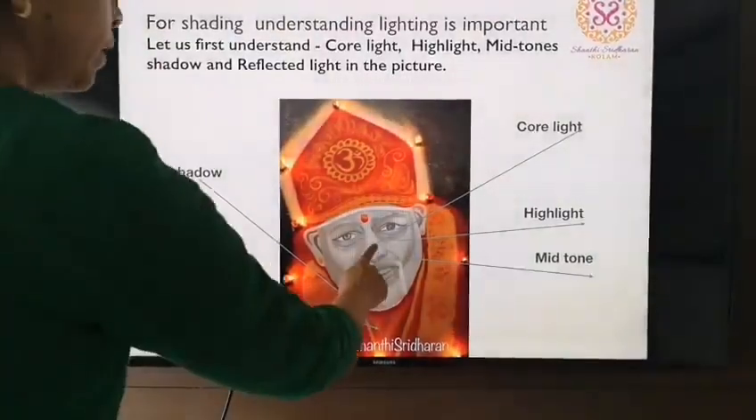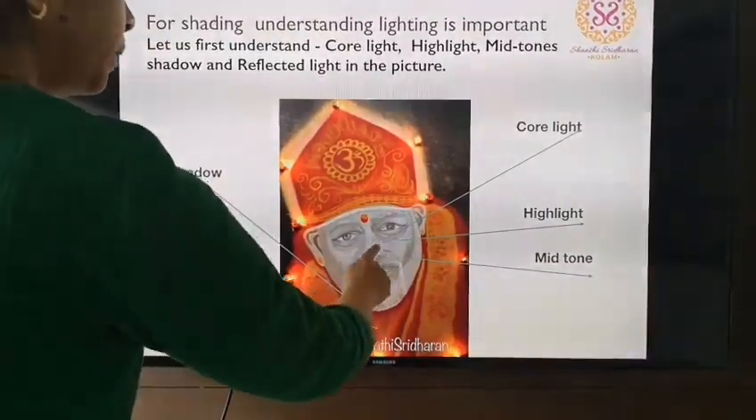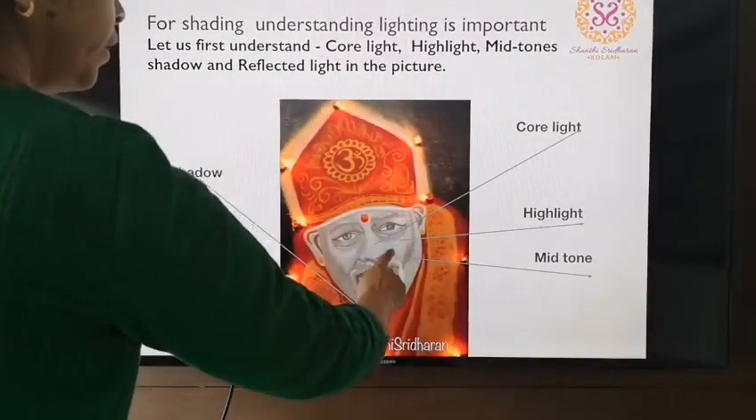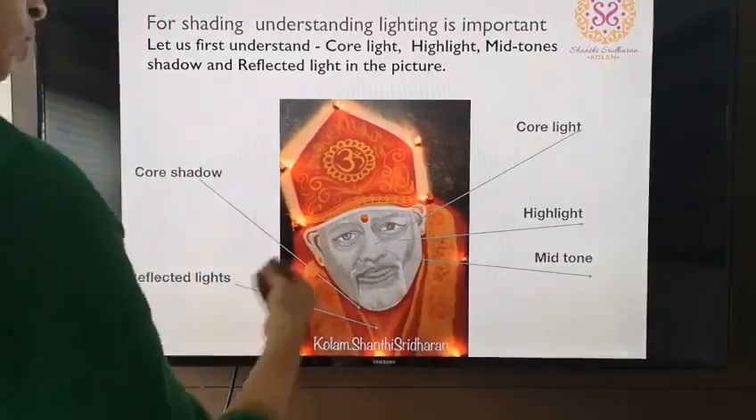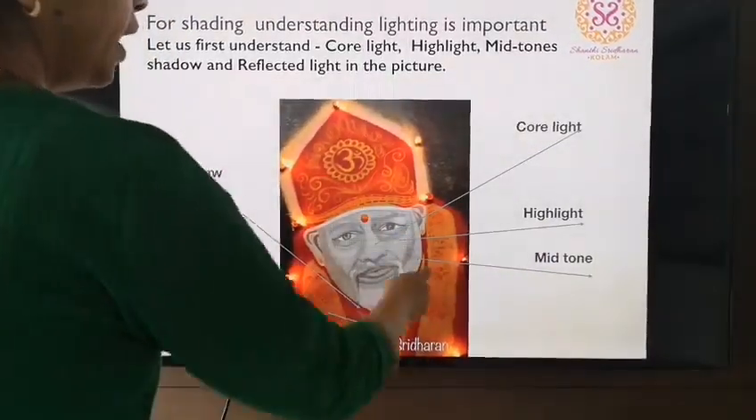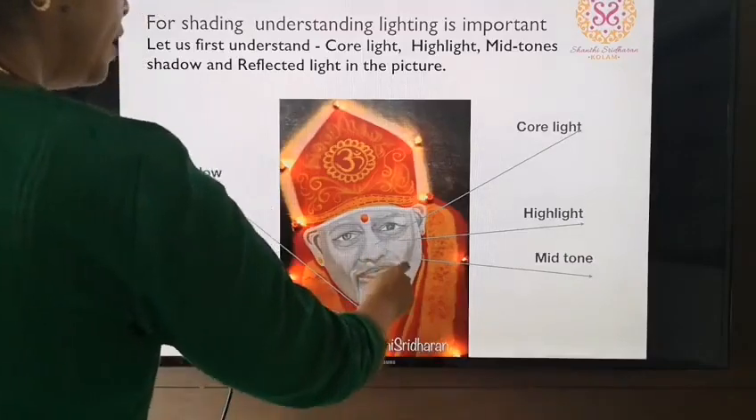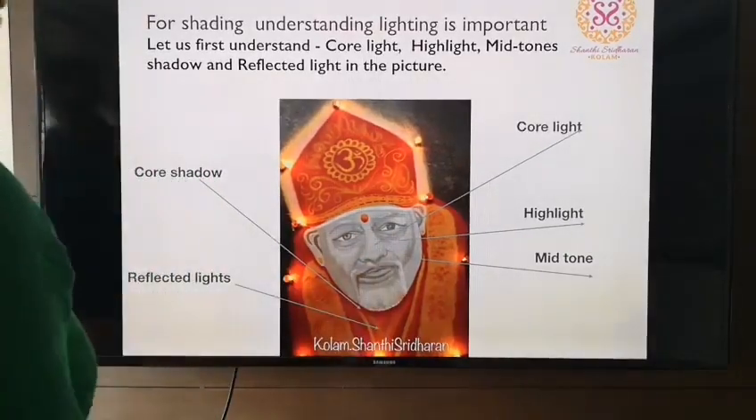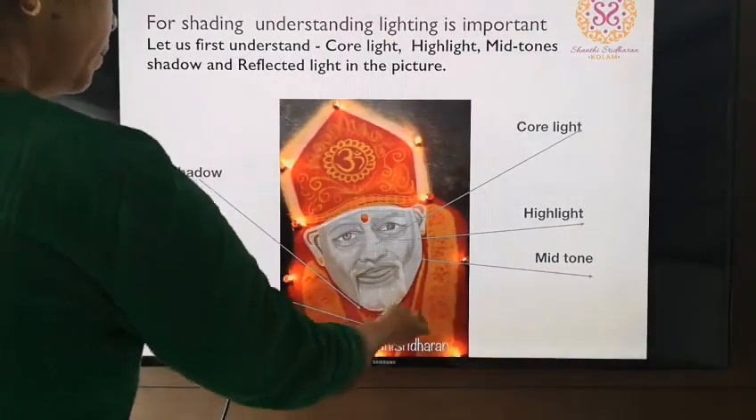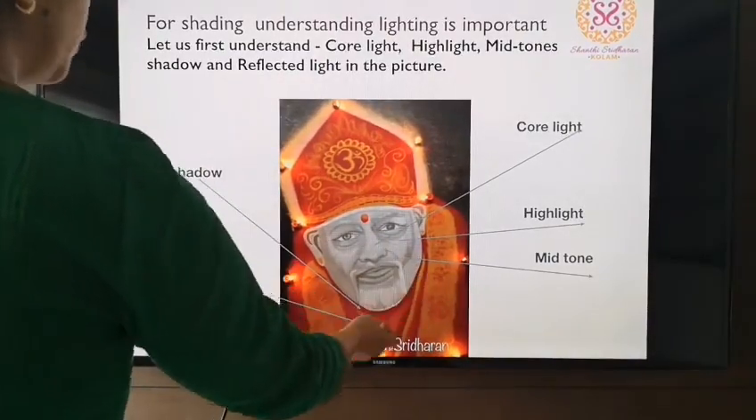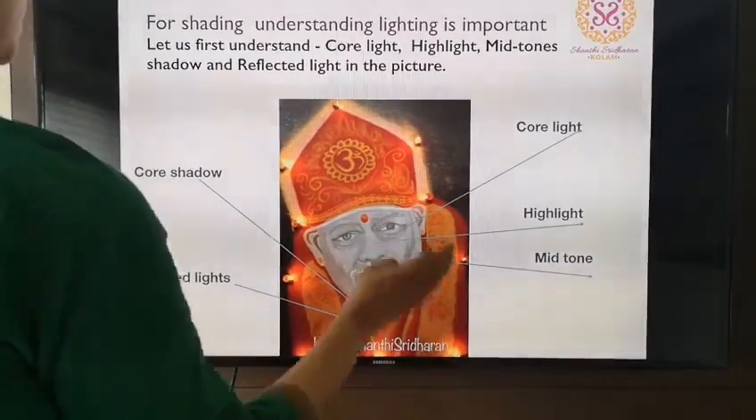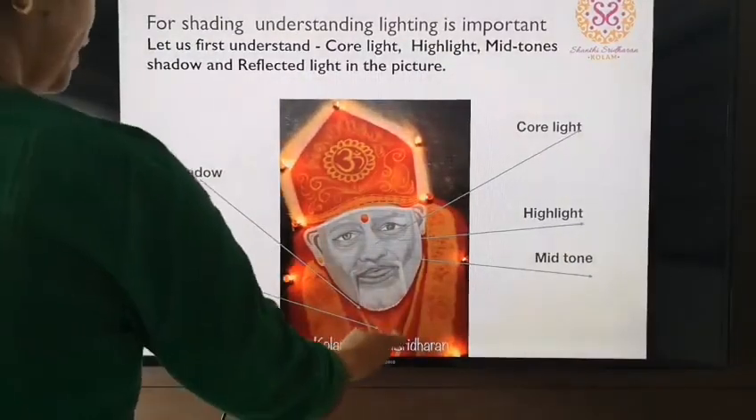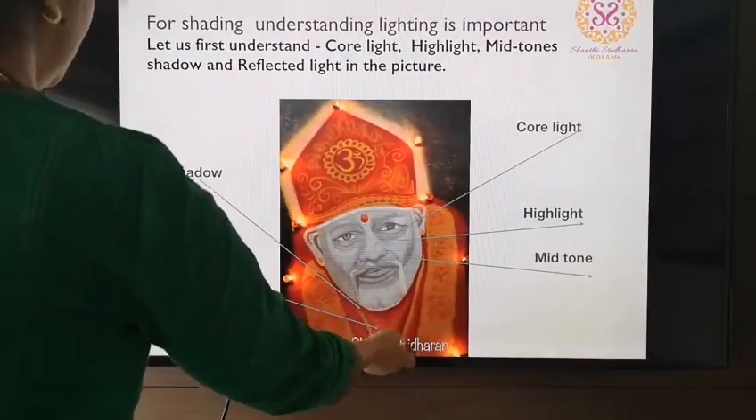Now this is my core light and the white part which appears brighter here on his face is a highlight. So that is my highlight. And my midtone will be slightly darker than my core light. This is my midtone. This side will be my darker side and this is my core shadow, and the light which reflects on the core shadow will be my reflected light. So these all will be my reflected light.